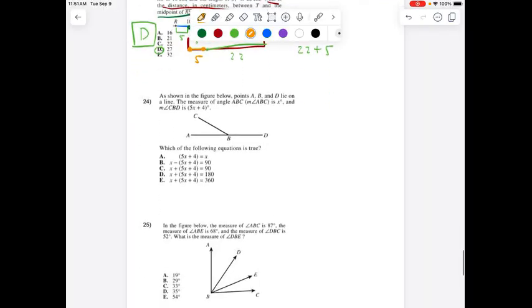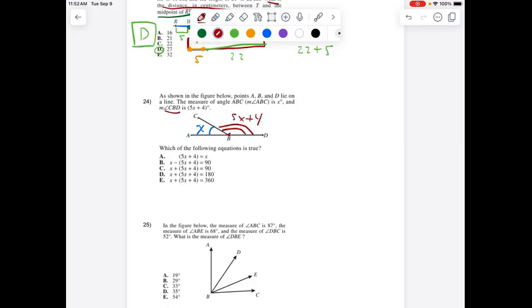Number 24, as shown in the figure below, points A, B, and C lie on a line. The measure of angle ABC, so A to B, B is the vertex in the middle to C, so this one, that is labeled as x degrees. And the measure of CBD, so from C, B in the middle to D, is this angle right here. That is 5x plus 4.